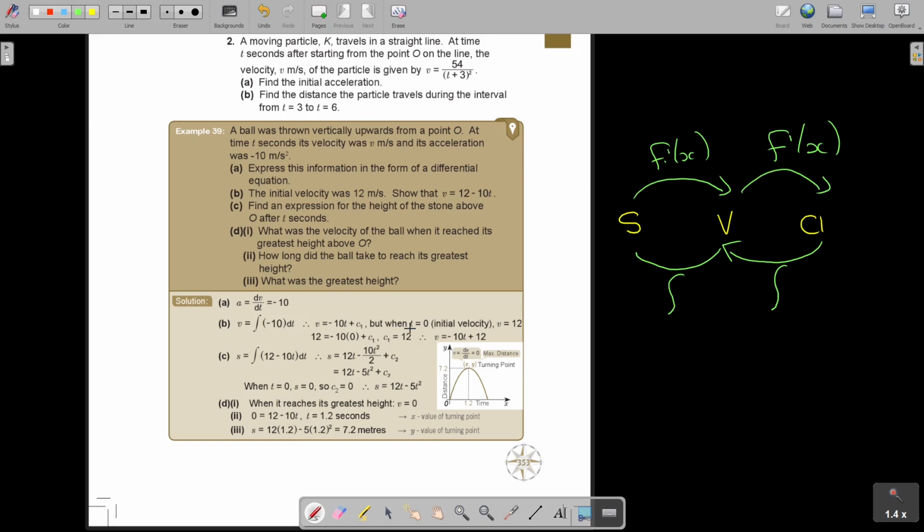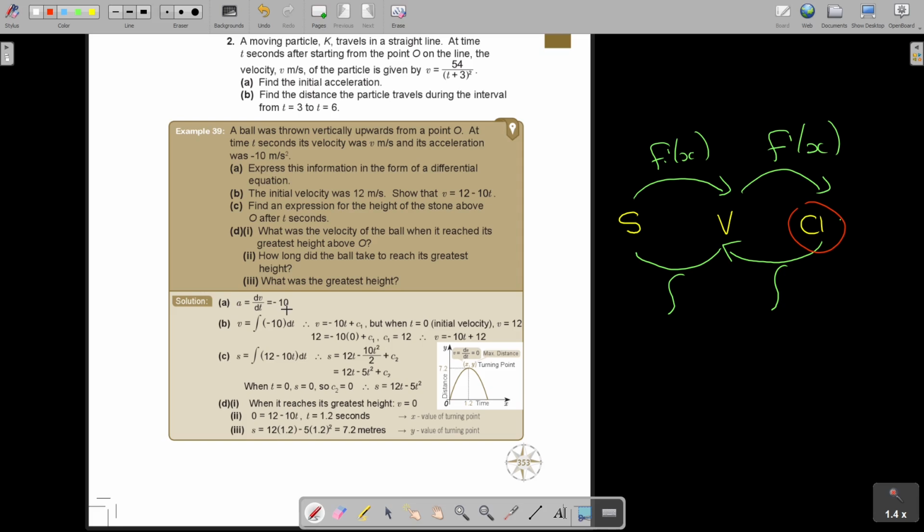This is a very nice example. I think it's going to be helping you a lot. You will find this on page 353 in the mathematics textbook, Y equals mx plus c to success, AS-Level. A ball is thrown vertically upwards from point O. At time t seconds, its velocity was v meters per second and its acceleration. So they are also giving you the acceleration, just like that one. Now, express this information in the form of a differential equation.